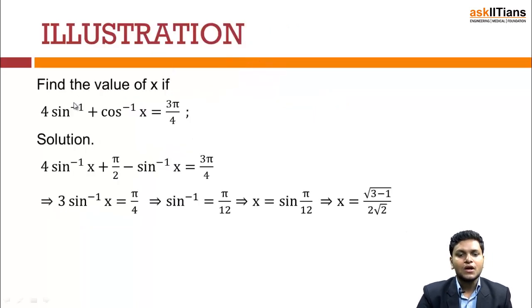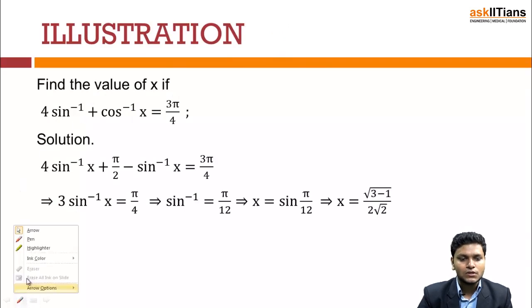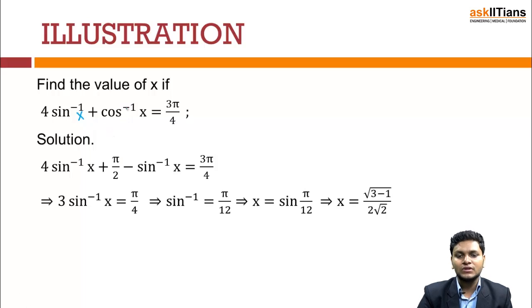So let's see. Find the value of x if 4 sin inverse x plus cos inverse x is equal to 3 pi by 4. So first of all, what will I do? I'll try to represent the cos inverse of x in terms of the property that I have just read. It's pi by 2 minus sin inverse of x.